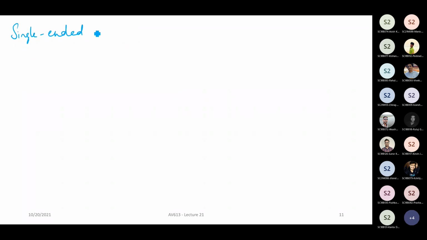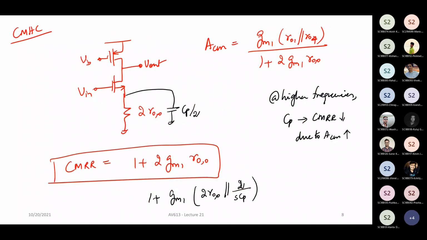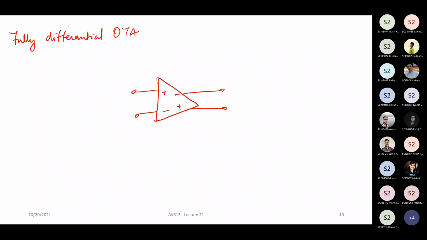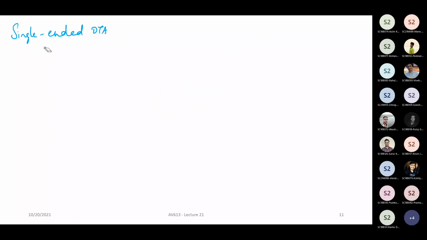Sir, one question before. How is a source follower designed for this if we want to design one? Will it also be a differential system? Okay, the source follower will look something like this. It will not be a differential one. It will be a single-ended one only. But you'll have two single-ended ones.